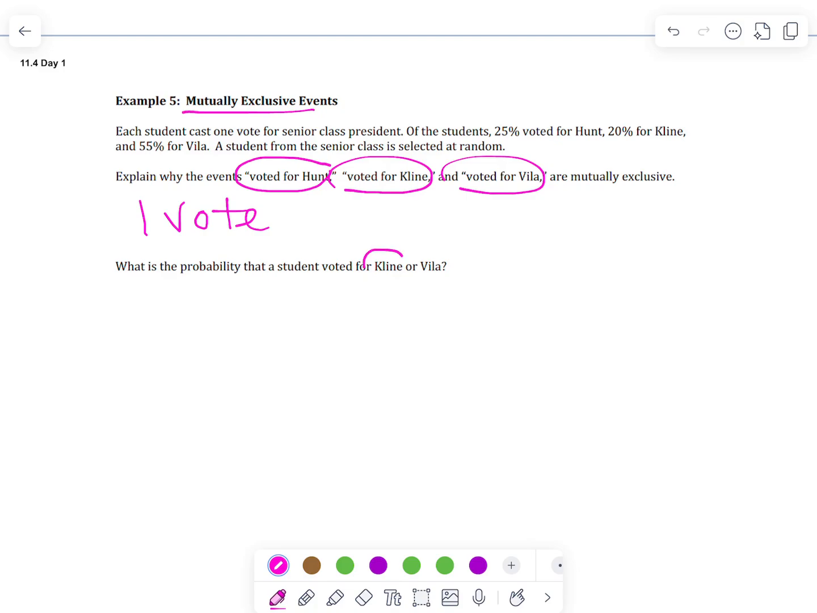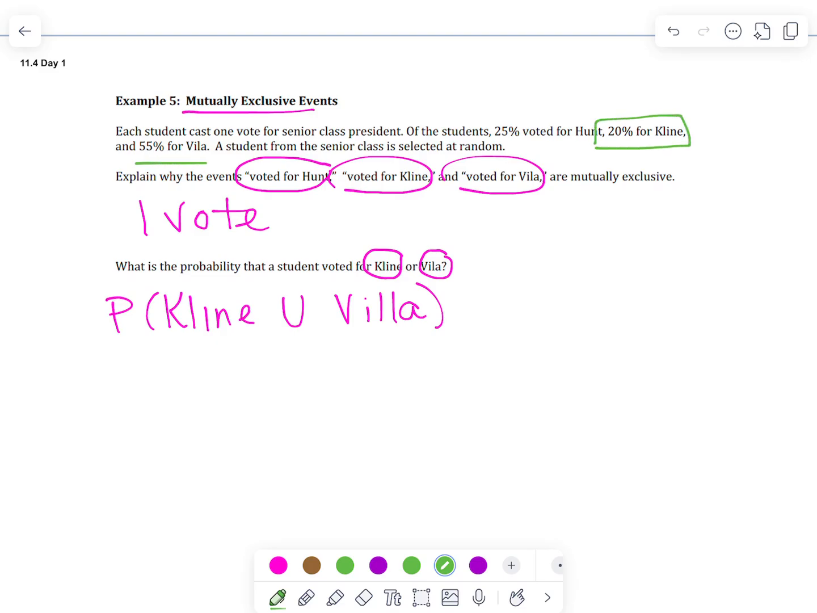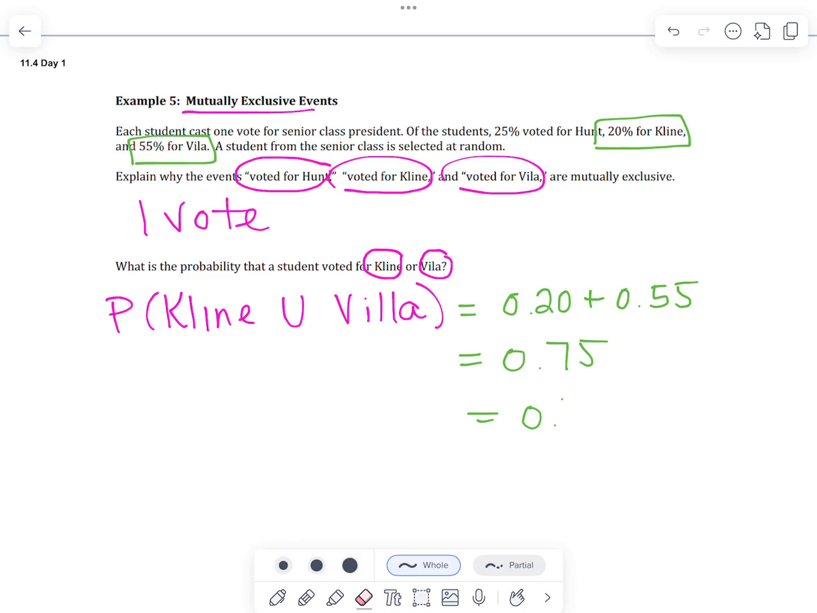So what is the probability of Klein or Villa? So we add Klein, which is 20%, and then Villa of 55%. So 0.20 plus 0.55 is 0.75 or 75%.